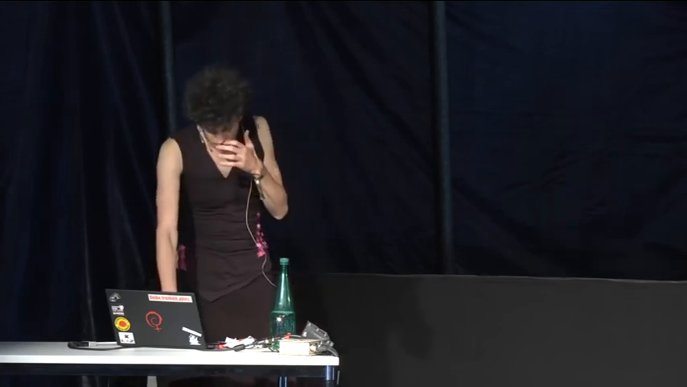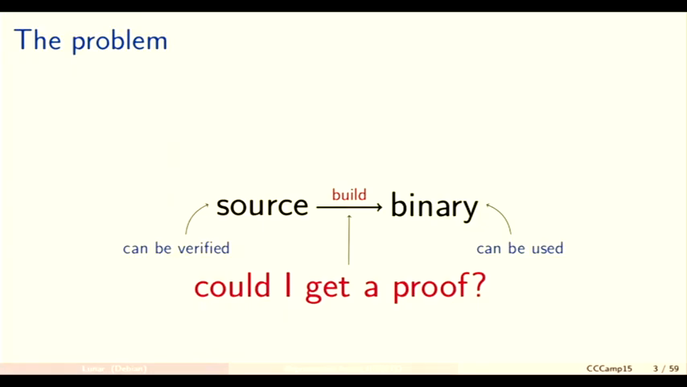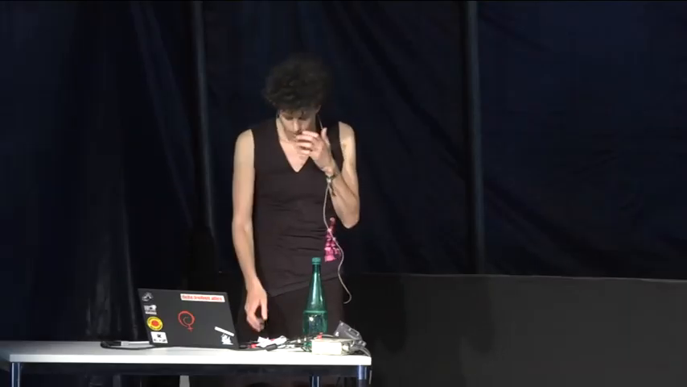The problem is that at the moment, if I want to know how a binary I get has been built, how it's been compiled, basically I have to trust the software authors. I have no good way to know how they made it. It would be so much better if you could get a proof that a source has been used to actually produce the binary we get.